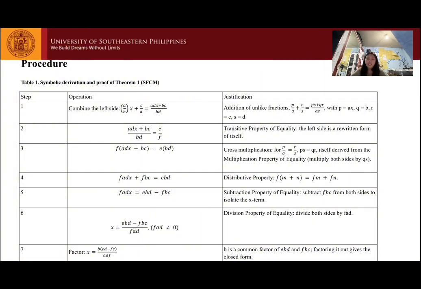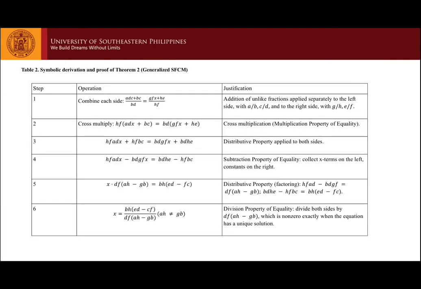So after proving Theorem 1, we converted the proof into Algorithm 1, making it easier to use. Instead of repeating the derivation, the user or the student simply identifies the coefficients from the equation, substitutes them into the formula, checks whether the denominator is 0, and if it is not, computes the value of x. So this transforms the mathematical proof into a practical solving procedure.